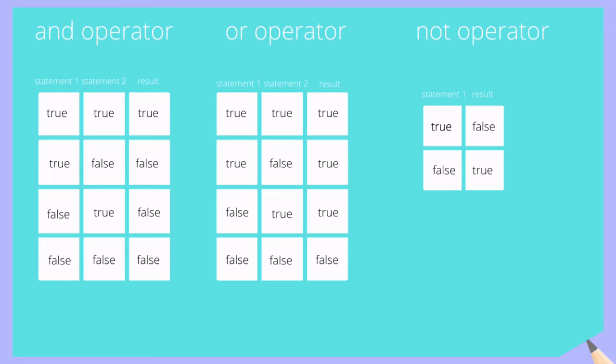Truth table for all the operators are shown here. You can see AND operator returns true if both the statements are true. OR operator returns false if any one of the statements is true. NOT operator reverses the result. Returns false if the result is true. Now let's go through some examples to observe where to use which operators.